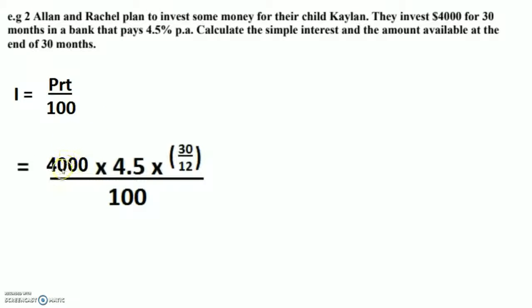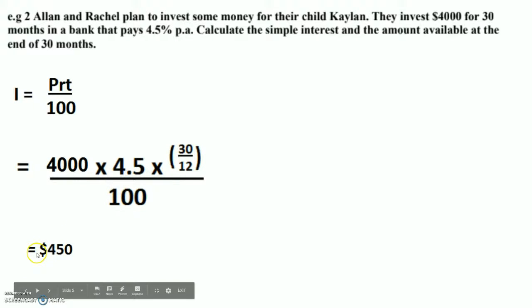After you have your formula down, you just have to sub in your values. So our principal is 4,000, our rate is 4.5%, so 4.5 times in. Now, because we have 30 months, we need to use T as in years. So all you need to do is write it as a fraction. 30 over 12. That's 30 months over 12 months. This is all over 100. In your calculation, you're going to get $450, so that's been earned.